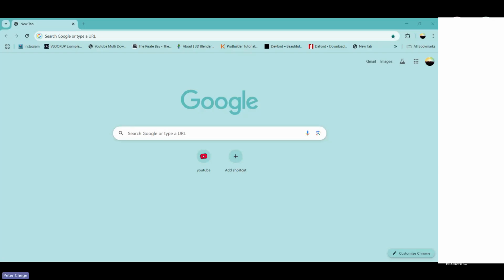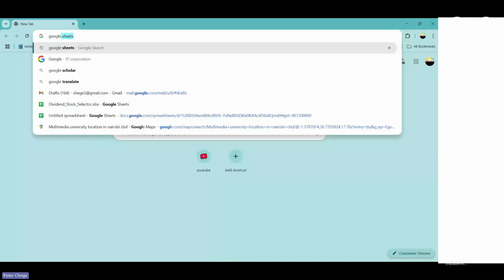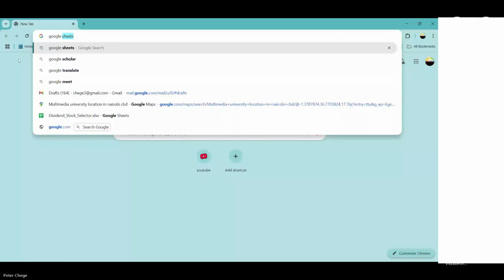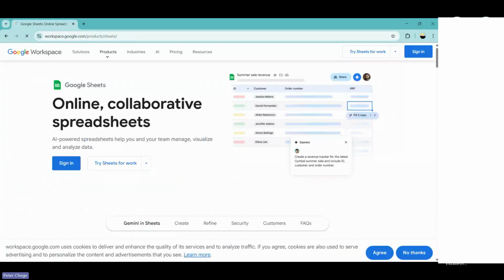Just confirm that's what you can see. Good. Let's go back. So I want to open Google Sheets. It's actually here. You click on the Google Sheets link, then make sure you're logged into your Gmail, then you sign in.